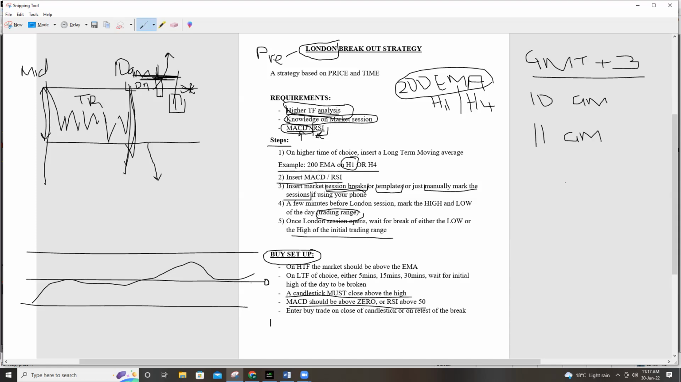So that's the 0 line. At this point, you want your MACD to be above 0. For that, when this is happening, the close of this candlestick should make sure that your MACD is above 0.